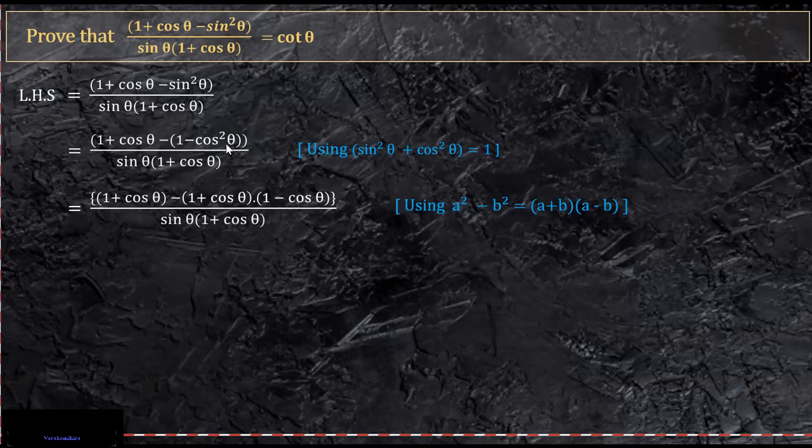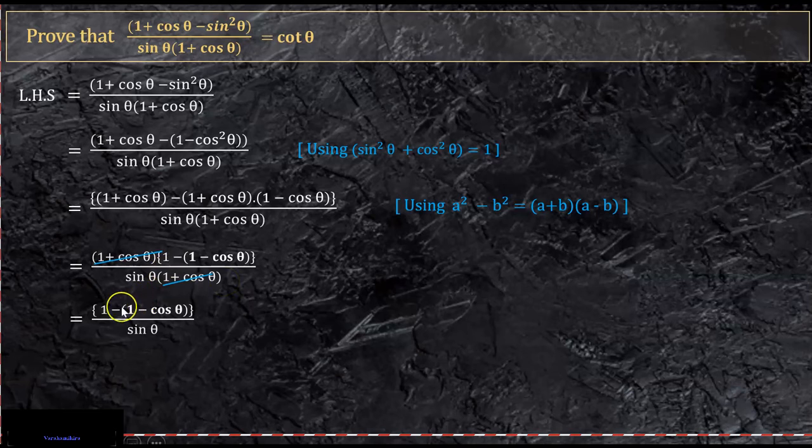Okay, so we know that a square minus b square equal to a plus b into a minus b, right? So 1 minus cos square theta can be written as 1 plus cos theta into 1 minus cos theta. Okay, so that means we can take 1 plus cos theta as common, and in between under bracket it will be 1 minus this part, right? And so here we are having 1 plus cos theta on the upper portion, and 1 plus cos theta on the lower portion. So we can remove both. Okay, so it will become 1 minus cos theta by sin theta.